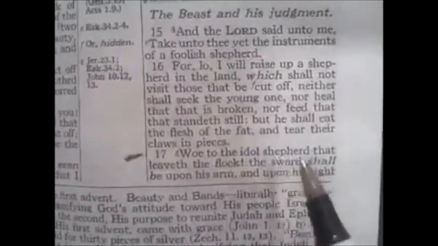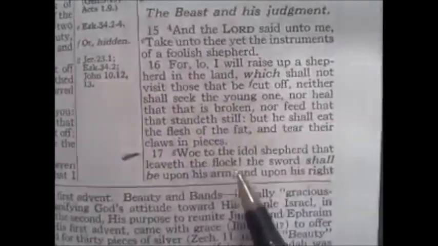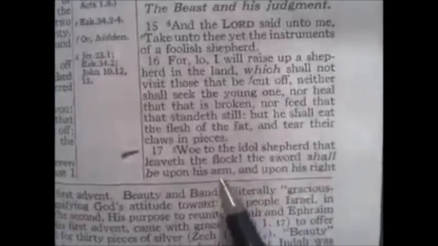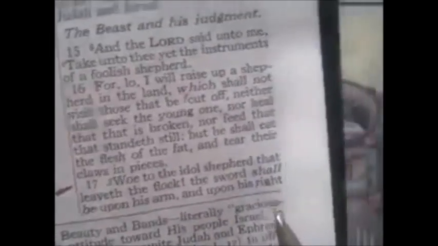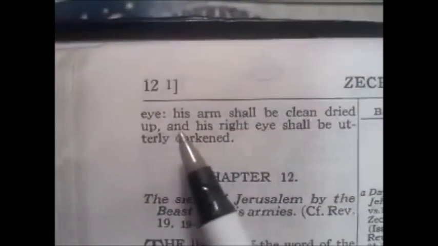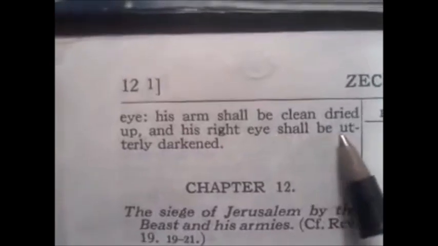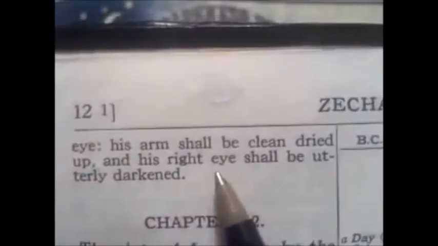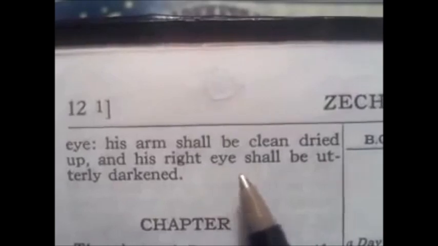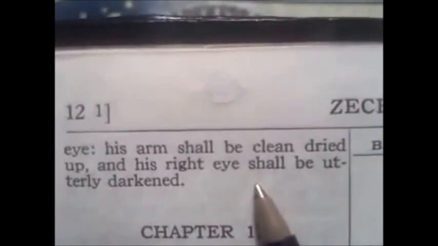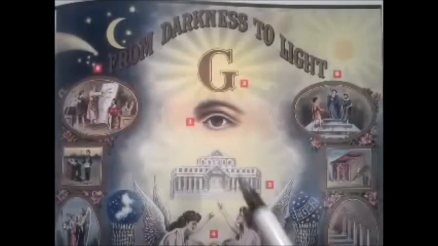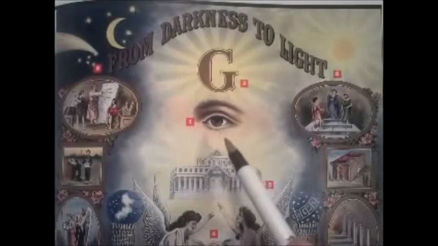Woe to the idle shepherd that leaveth the flock. The sword shall be upon his arm and upon his right eye. His arm shall be clean dried up, and his right eye shall be utterly darkened. Now, if the right eye has been utterly darkened, the only thing that's left to see from is the left eye. And that is why we see them using this symbolism right here.